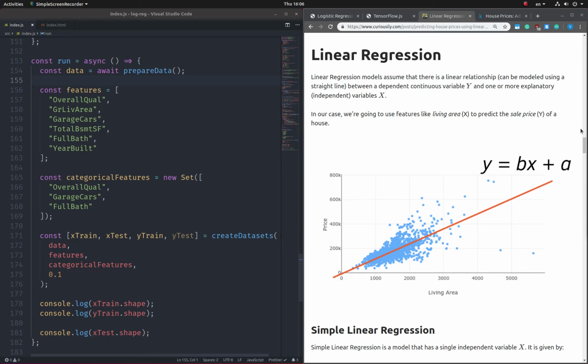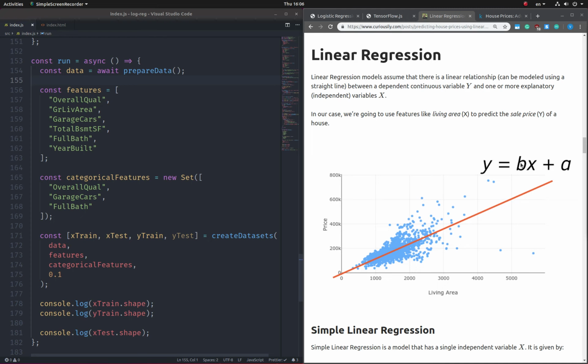Hello everyone, we're going to continue with the linear regression example and try to predict the house prices from the features that we've already pre-processed. And for that purpose I'm going to show you what linear regression actually is, and later we're going to implement simple linear regression and then multiple linear regression in TensorFlow.js. Okay, so what is linear regression?